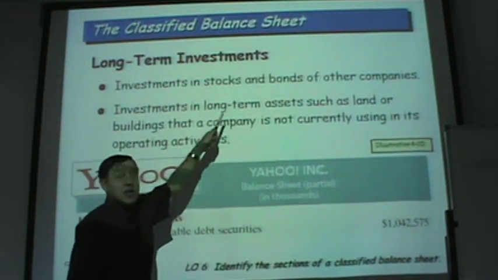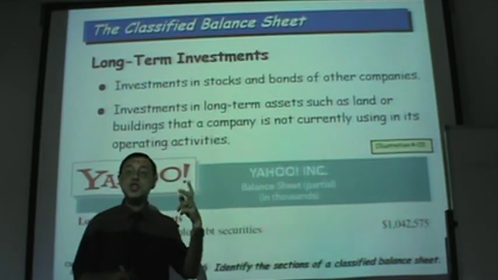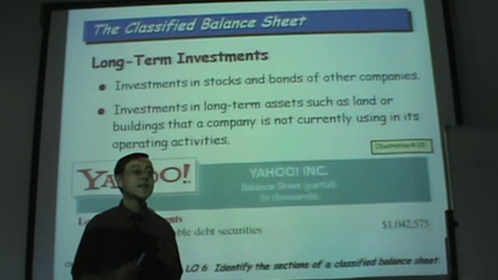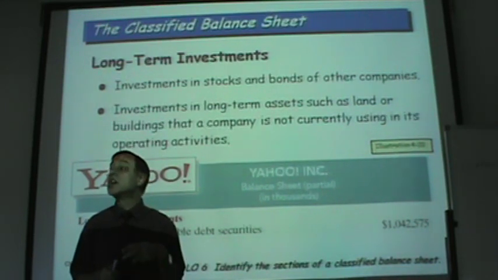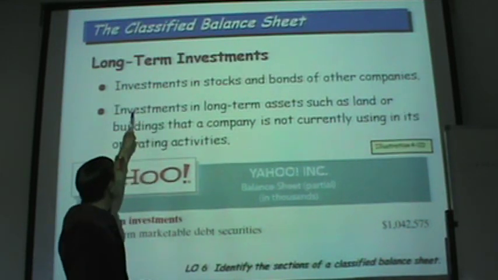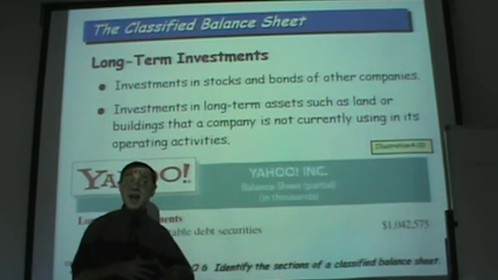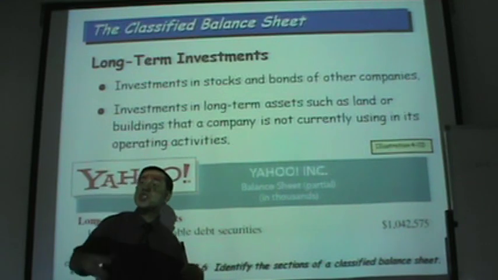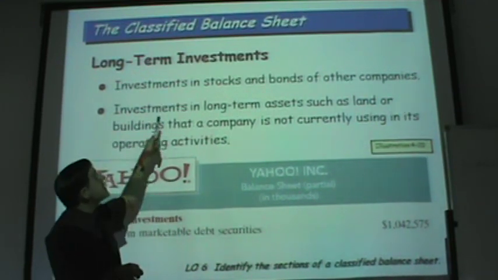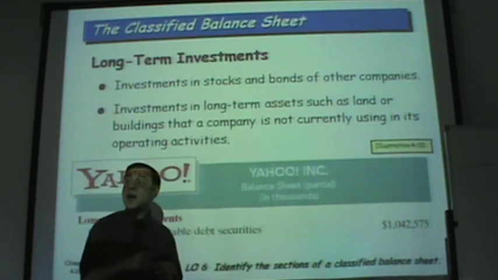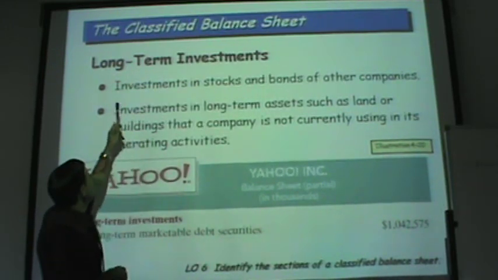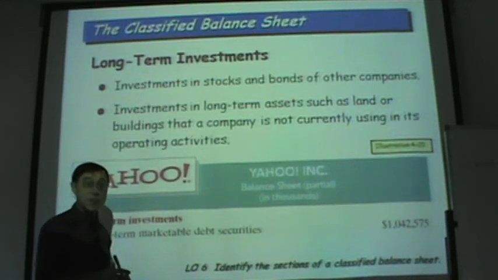So stock is essentially a share. Alright, you got it? Stock, a share of ownership of a company. In this particular case, one company buys the share of another company. Okay? And similarly for bond, one company buys the bond of another company. So these will be investments in stocks and bonds.